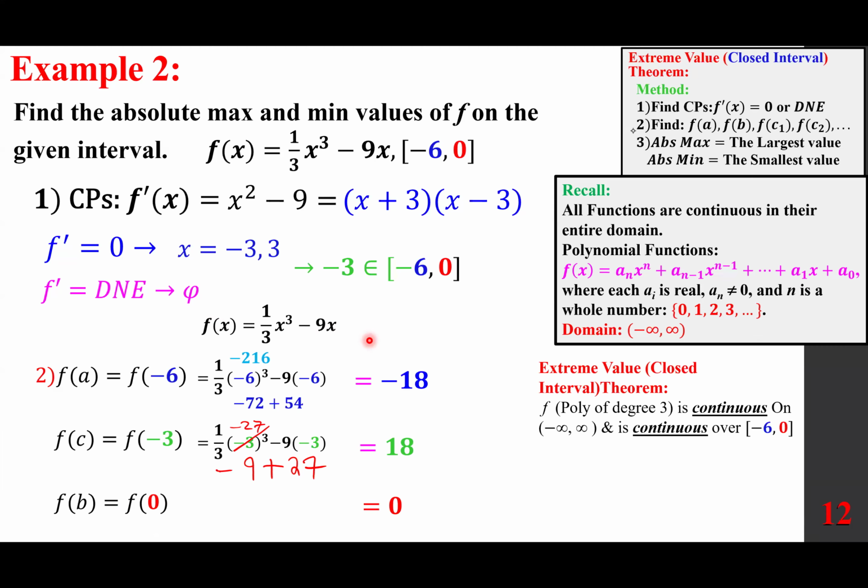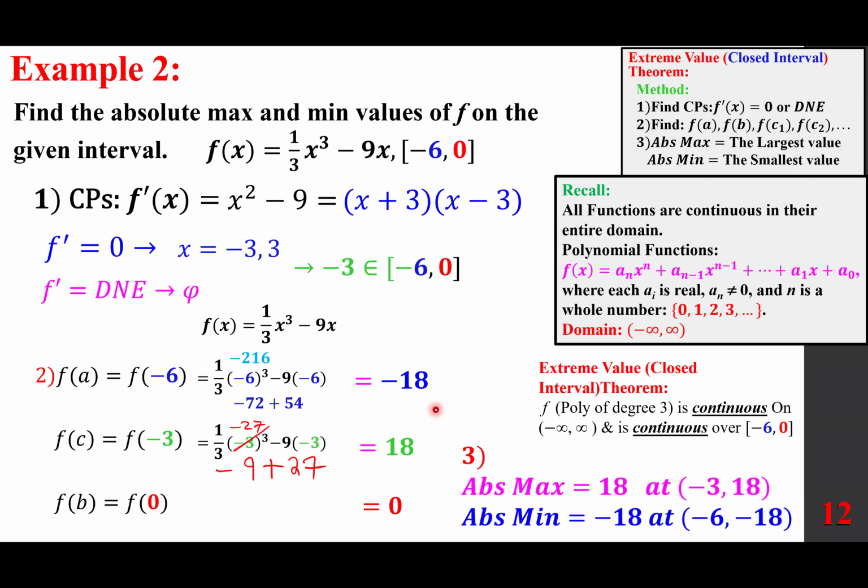Now we move to the third step. Absolute max equals the largest value. So absolute max equals 18 at negative 3, comma 18. Absolute minimum is the smallest value, equals negative 18 at negative 6, negative 18. This is important, the way you write it. They may want the absolute max and absolute min only, done. They may want it at just the x coordinates. You write x equals minus 3. They may want it at the pair. How do you answer it? Just read the question, answer it accordingly in order to receive full credit.